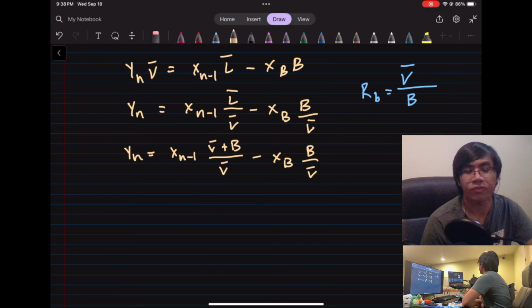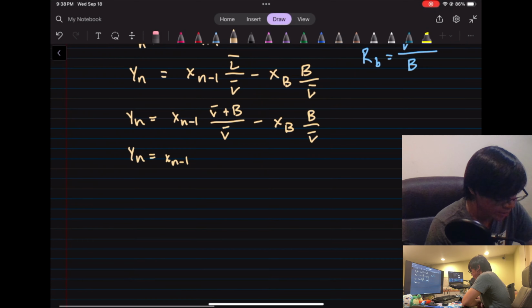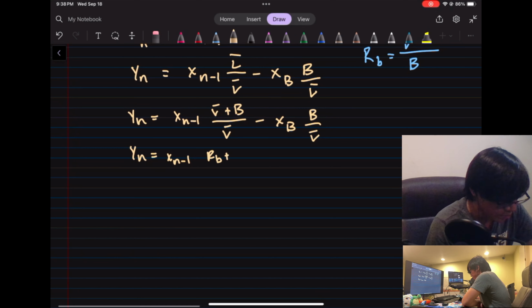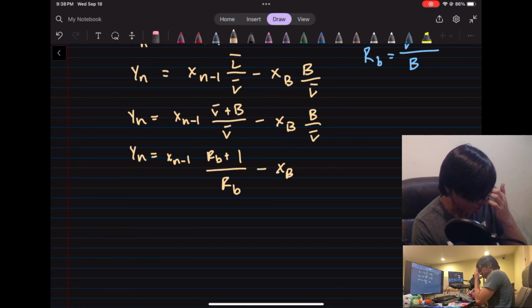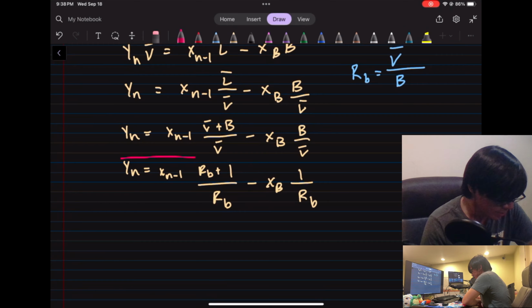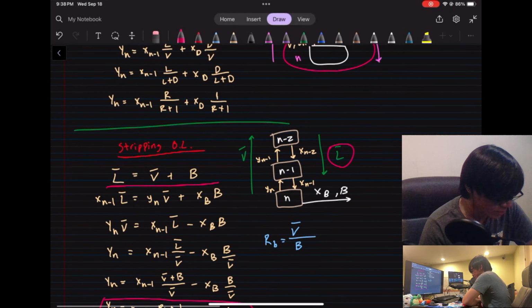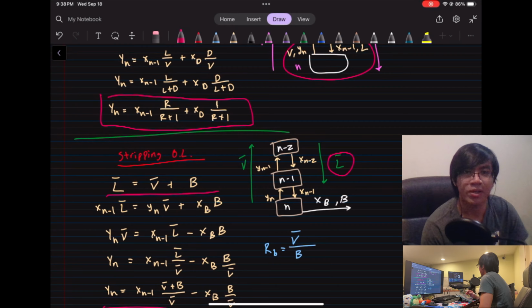Now I'll do something similar. I'll divide by B this time so we can get our boil up ratio here. So V bar over B is RB. B over B is 1. V bar over B is RB. And then minus the liquid molar fraction of our bottoms, excuse me. B over B is 1, and V bar over B is RB. So I'd say those are our two expressions for the operating line. They're just mass balances.